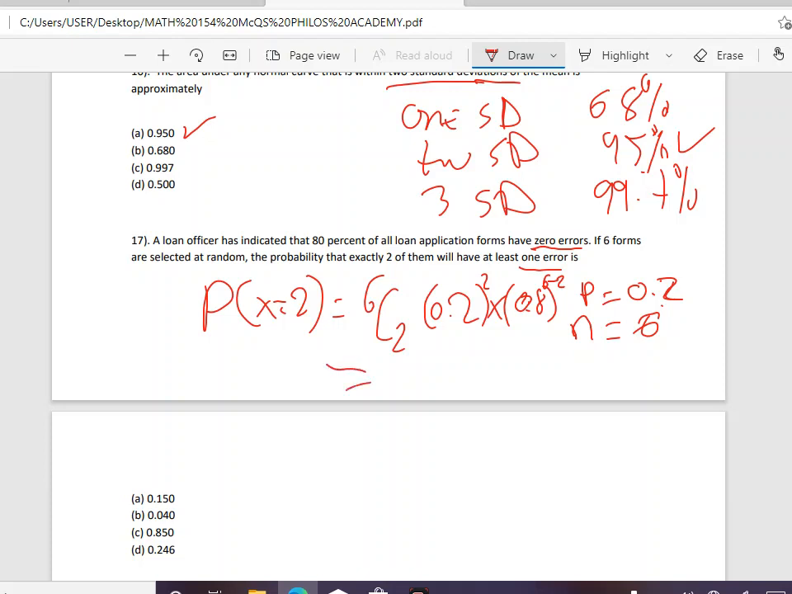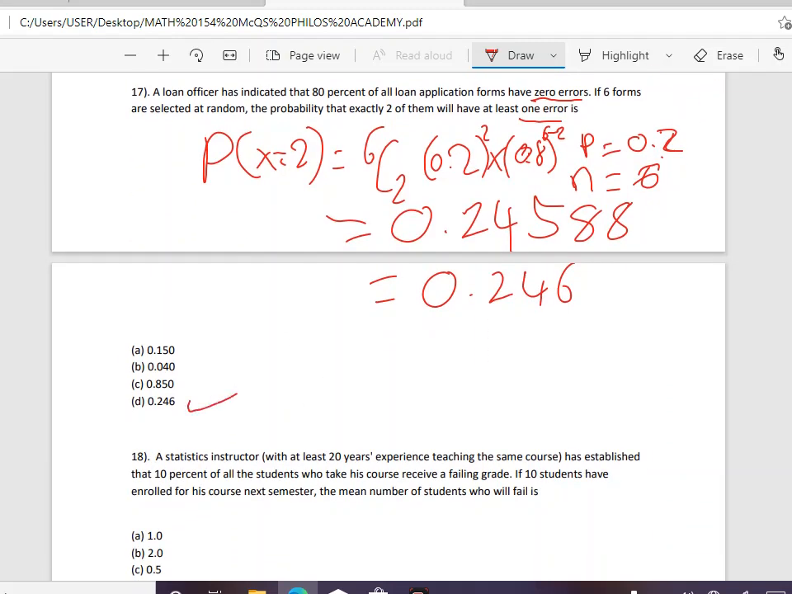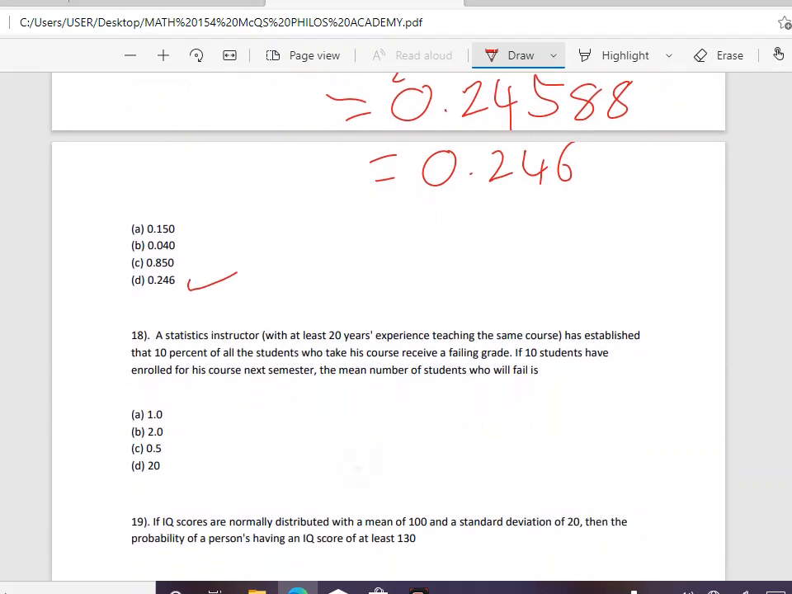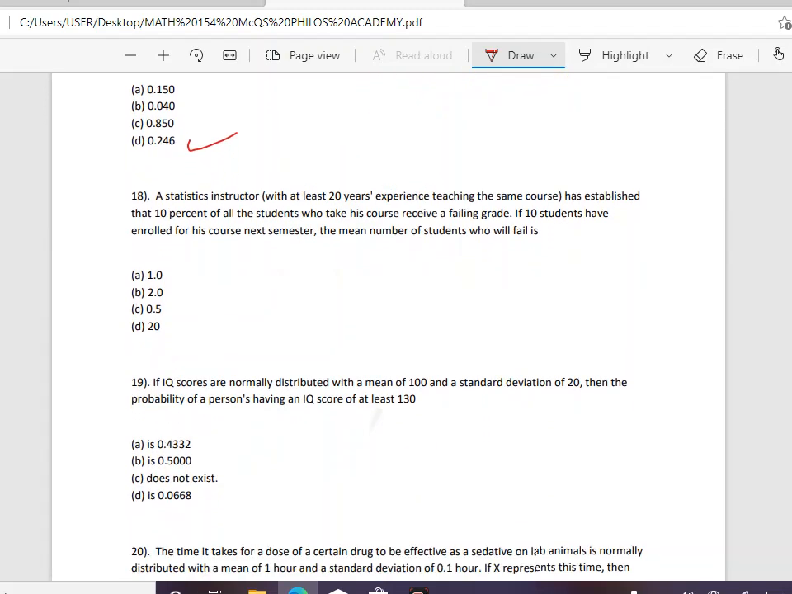Okay, so when you fix these two properly, you get what? 0.24588. And 0.24588 is approximated to 0.246. That's why the answer here is D. To 3 decimal places.